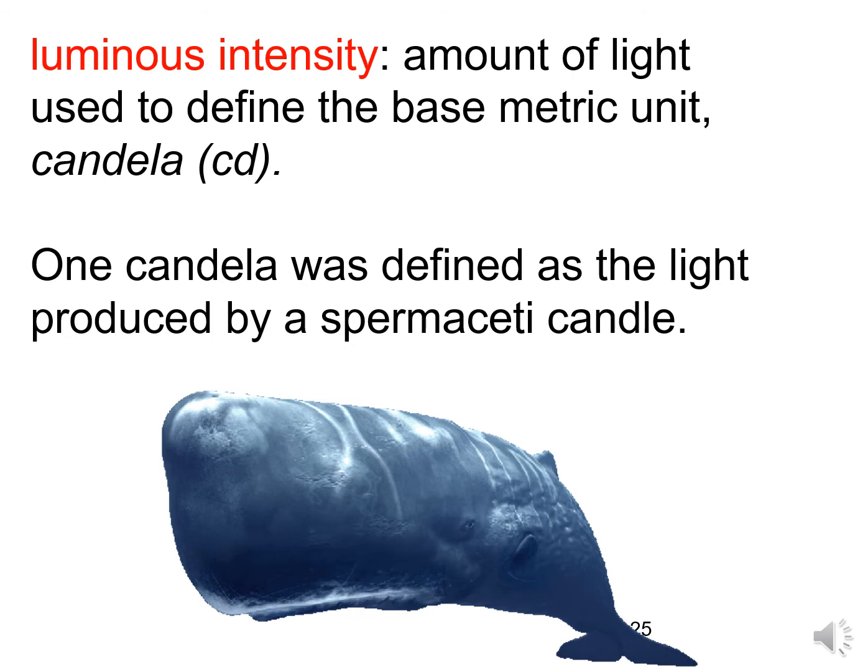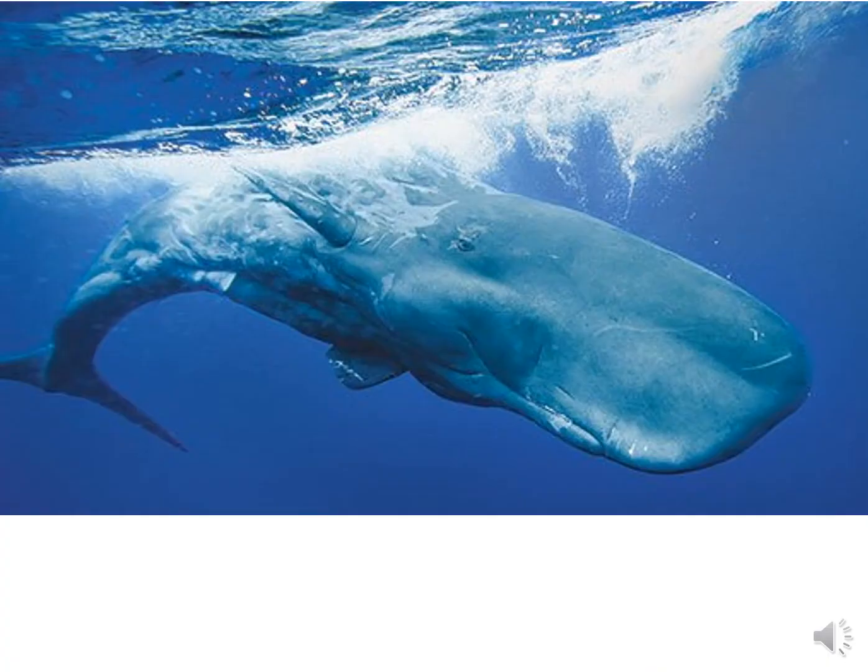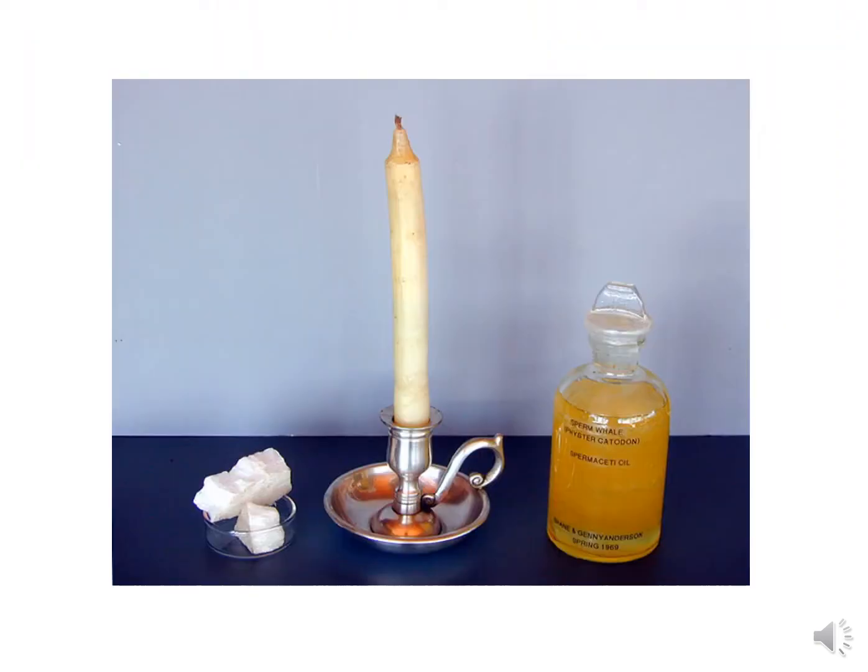The candela is defined as the light produced by a spermaceti candle. The spermaceti candle is the candle made from the oil of the spermaceti whale. These poor creatures were almost hunted into extinction because their oil was highly valued. It was valued because it burned very clean, it burned very bright, and the oil didn't go rancid or spoil. When the metric system was set up, this was the standard for illumination. That's the last we need to deal with the candela because it's not used for anything except for establishing that base unit.